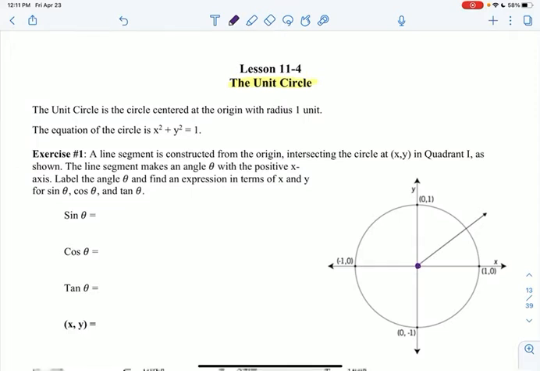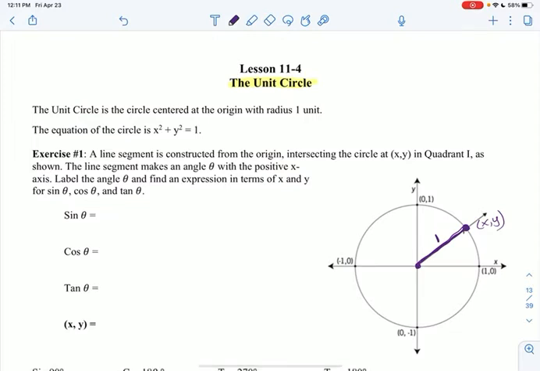So in exercise 1, we're going to have a line segment. It's constructed from the origin, intersecting the circle at x, y. So this line that I'm drawing right here in purple intersects the circle right there at x, comma, y. Now we know the length of this is 1, because the radius of my circle is 1. So it's in quadrant 1, as shown. The line segment makes an angle of theta with the positive x-axis.